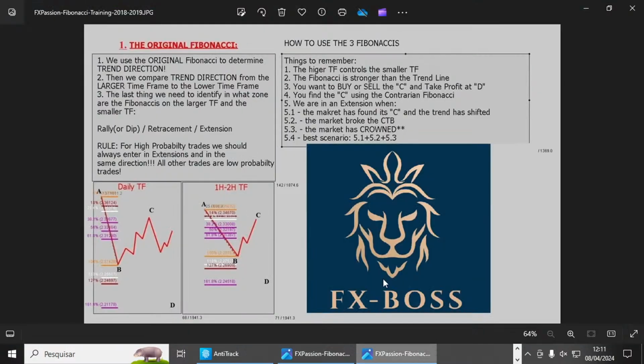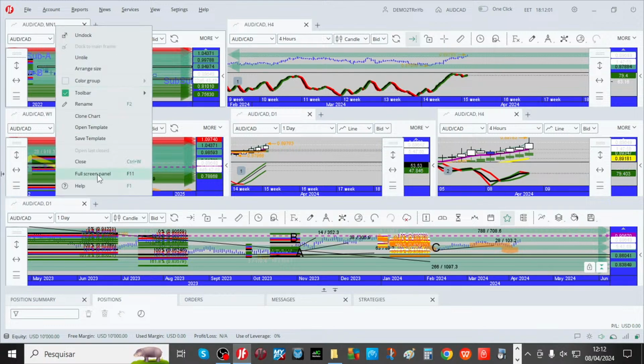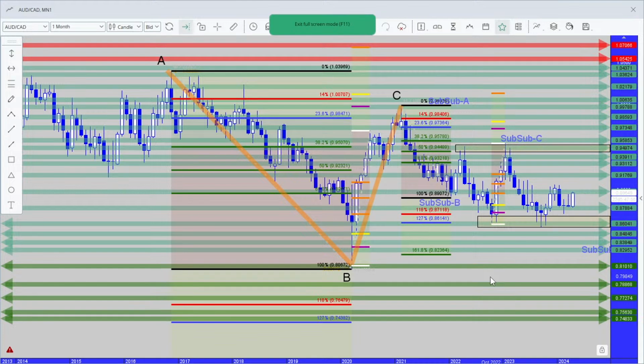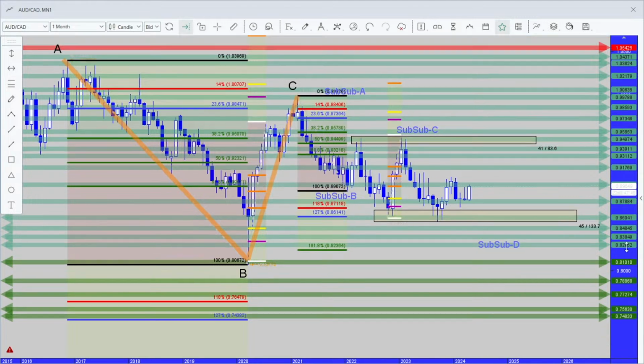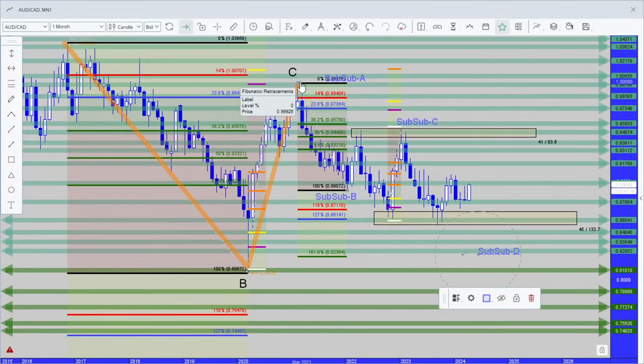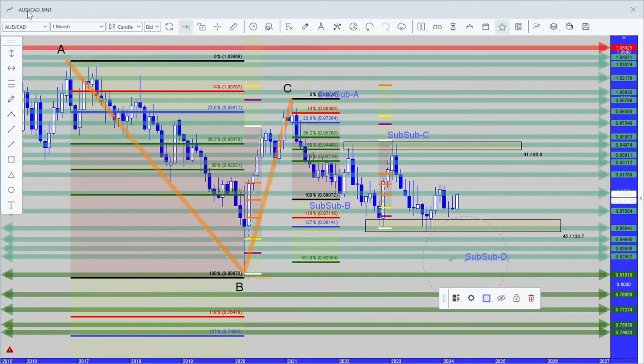Back to the picture. So then we compare trend direction from the larger time frame to the lower time frame. The last thing we need to identify is in what zone are the Fibonaccis. You know, it's the rally, I mean the dip in a downtrend: dip, retracement or extension. So retracement was in here in the monthly, now we are in an extension, right? Boss, but the candle is moving up. It doesn't matter, we are still in an extension.